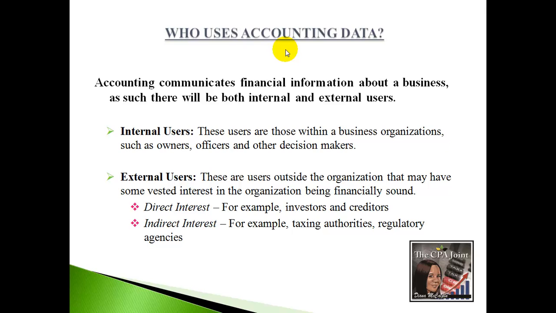The indirect end users are those, for example, the taxing authority, the government. They want to make sure that the organization will be able to pay their taxes. Also, regulatory agencies. If it's a not-for-profit that gets a grant, and as a part of getting the grant, they need to abide by certain rules and principles, then the regulatory agencies are interested in making sure that they are using the monies that they receive in a financially sound way.